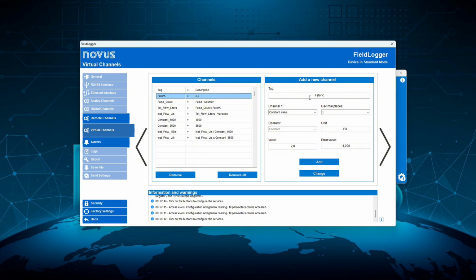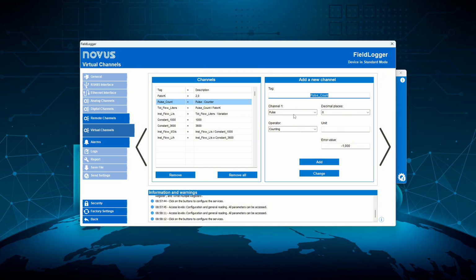I assign a name to the channel. In my case, I called it K-factor. Choose the constant value operation and enter the desired K-factor value. After that, we need to create a virtual channel to count the pulses from the input. We assign a name to the channel, which I called pulse_count.